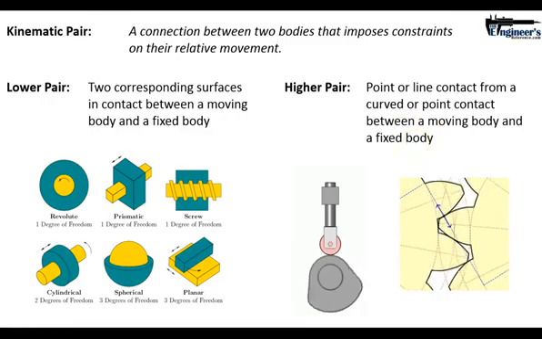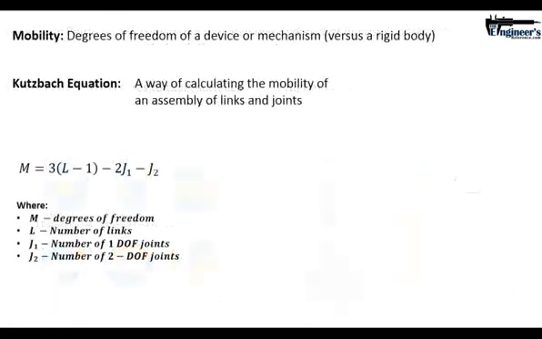I'll say all that because I want to get you to this point of understanding how a mechanism moves. Now, we described a rigid body. Any link in the system is a rigid body. But when you put those links together, you get a mechanism. And when we think of the degrees of freedom of a mechanism, what we're talking about is a word called mobility. So mobility is the degrees of freedom of a device or mechanism, again, versus the rigid body. And the way to understand this is with something called a Kutzbach equation. A Kutzbach equation is just a way of calculating the mobility of a mechanism, an assembly of links and joints. So again, think of our robotic gripper.